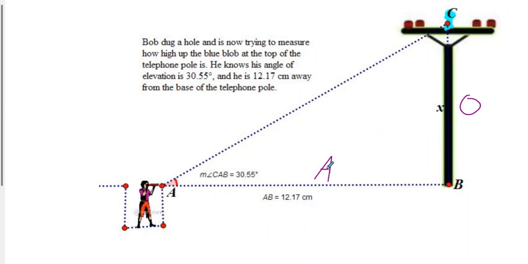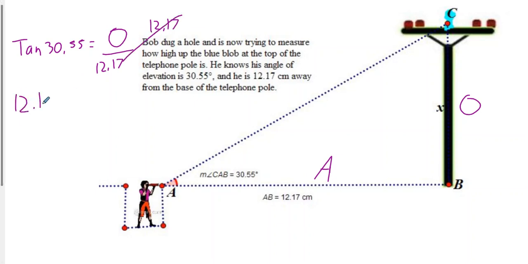So you pause the video. What sine, cosine, or tangent function would I need? And then solve and turn the video back on. So hopefully you said tangent of 30.55 equals opposite, which is unknown, over adjacent, which is 12.17. So I'm going to multiply both sides by 12.17. So I have 12.17 times the tangent of 30.55. Put that in my calculator.